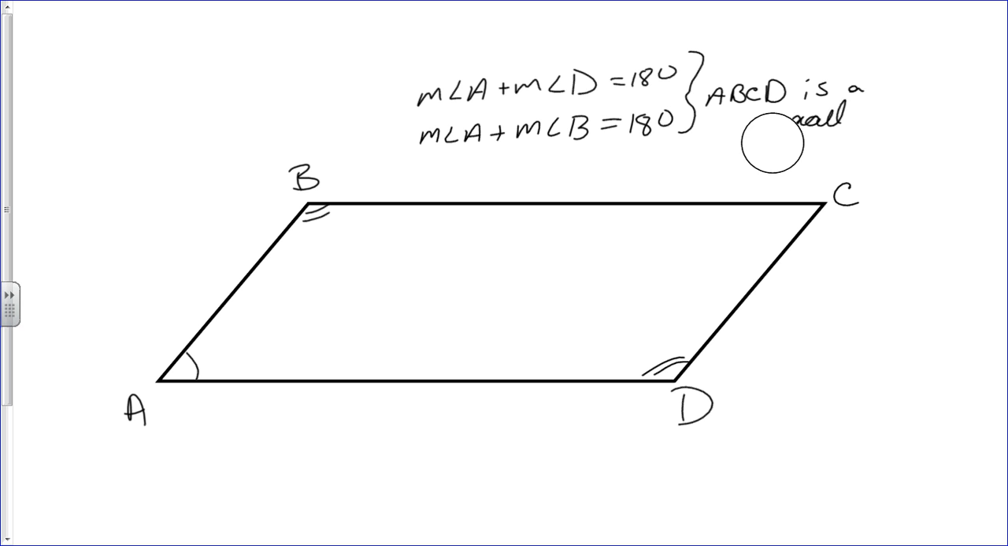Because if you remember from last night's video, consecutive angles share a side. Consecutive angles are supplementary. So if you're given a quadrilateral and you can prove that two consecutive angles, as long as they share one of those angles, like in this case A and D, and here we have A and B, so A is supplementary to both of its consecutive angles, that is enough information to prove that your quadrilateral is in fact a parallelogram.